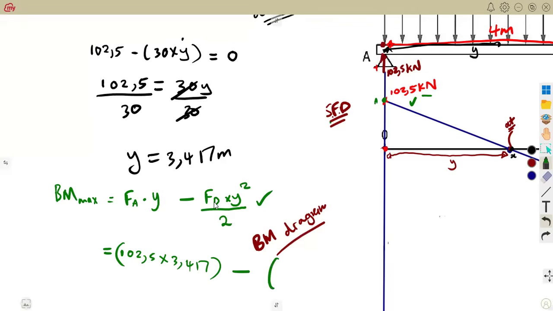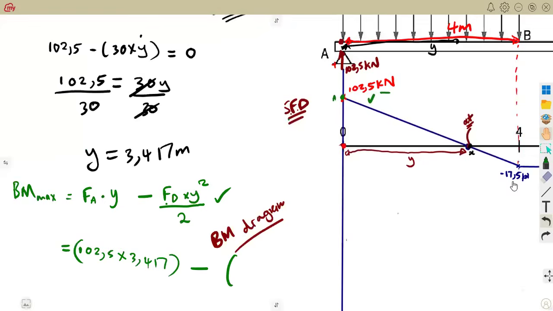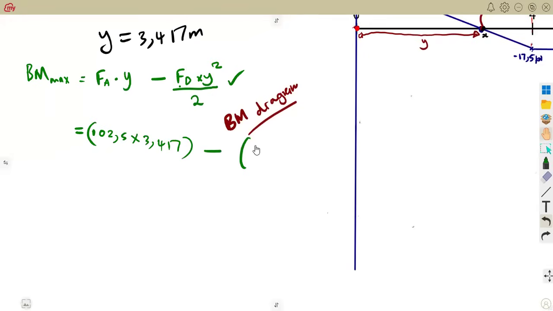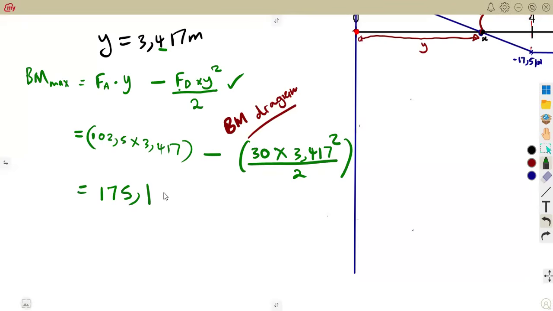Let me finish up. All right, so FD, our distributed, that is 30. Remember, that's 30 kilonewton there. All right, guys, the network is trying to fight my time now. So that's 30 times y squared, the distance, 3.417 squared over 2. Like this, you're going to have your maximum bending moment of 175.1 kilonewton meter.